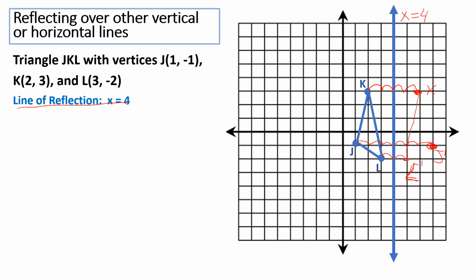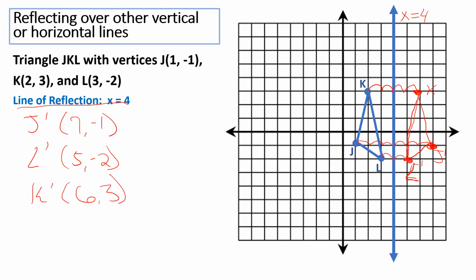So I'm trying to draw the image. Again, my lines are not straight at all, but it looks somewhat like a triangle. The important piece is that I know that my ordered pairs are exact. And so I just want to write my new ordered pairs here. So J prime would be (7, -1). Let's look at L. L prime for my image would be (5, -2). And then K prime would be (6, 3). So we simply just count the spaces from our line of reflection and then count back in the opposite direction.